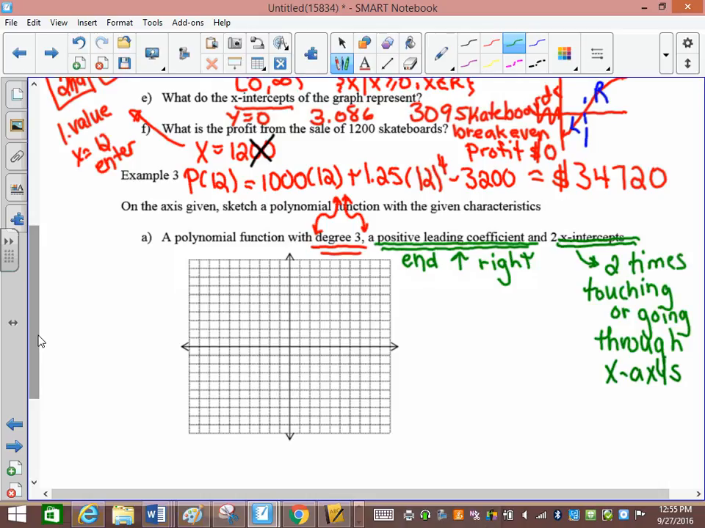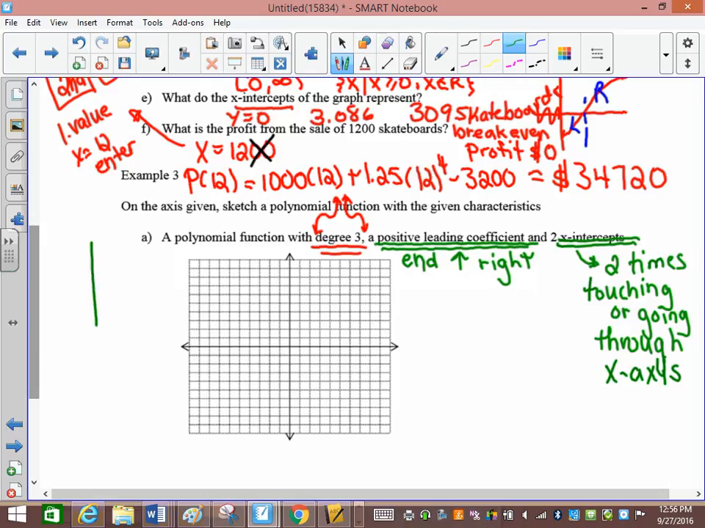Degree 3 can have at max how many x-intercepts? Degree 3. At max it can have 3 x-intercepts. Degree 2 at max can have 2 x-intercepts. Degree 4 at max can have 4 x-intercepts. Degree 5 at maximum can have 5 x-intercepts, right? So this degree 3 has at max 3 x-intercepts, but they're not asking us for 3, right?